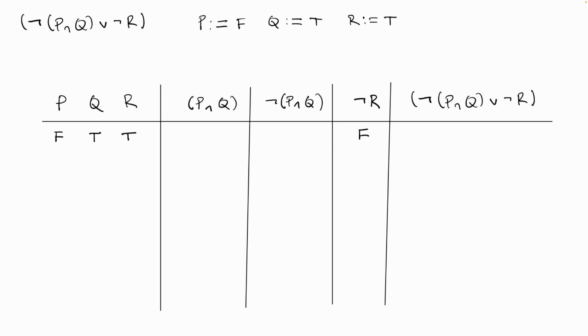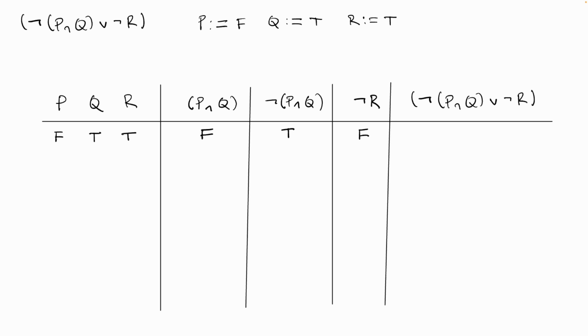P and Q is the conjunction of P and Q, so we just need to know the truth values of those atoms to compute the truth value of P and Q. We're assuming that P is false and that Q is true, since by definition both conjuncts have to be true for the whole conjunction to be true. That means that P and Q is false. Now that we've calculated the truth value for P and Q, we can enter the truth value for not P and Q, which must be true.